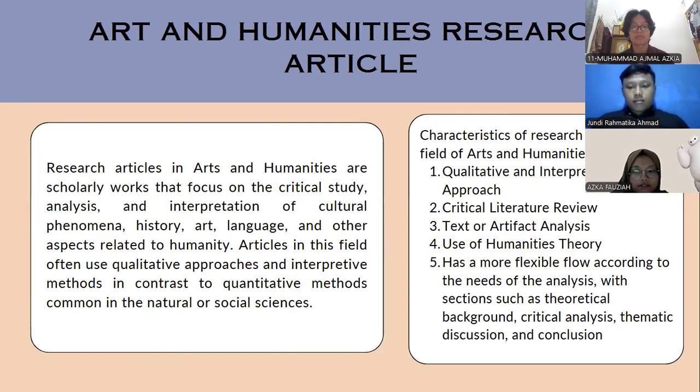Characteristics of research articles in the fields of art and humanities. One, qualitative and interpretative approach. Two, critical literature review. Three, text or artifact analysis. Four, use of humanities theory. And five, has a more flexible flow according to the needs of the analysis, with sections such as theoretical background, critical analysis, thematic discussion, and conclusion.